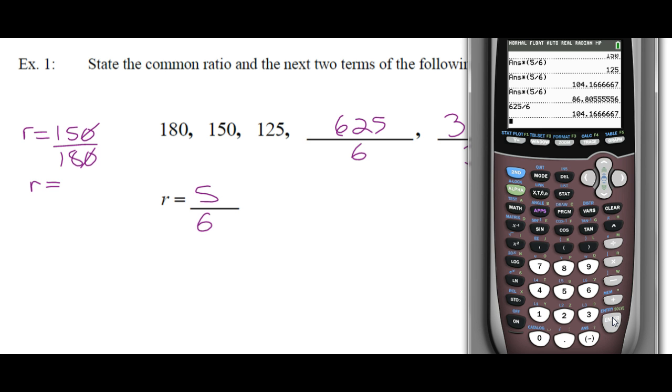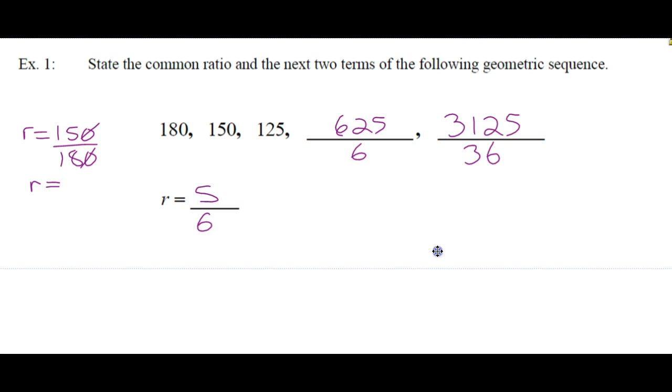Yeah, it is, right? And then this would be 3125 divided by 36. 3125 36. Yeah. Okay. So if you need to generate like 10 terms or something, you don't want to sit there and just keep going times. I think you do it twice, and then every time you hit enter, it's just going to bring it down, and just keep doing it.